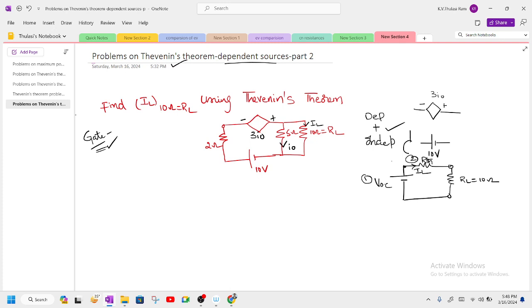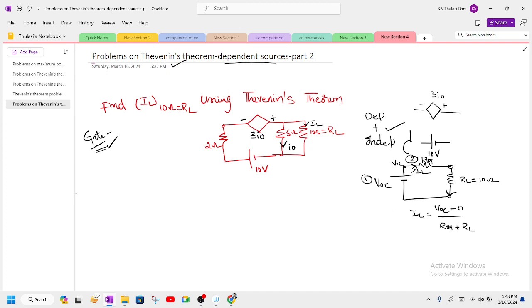The voltage at this point is VOC. So I'm going to get the value of IL, with the current leaving, as VOC minus 0 divided by R Thevenin plus RL. So we need to find out these. How to find out these? Let us try to do it.